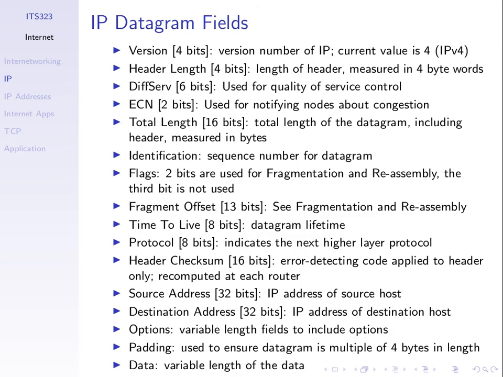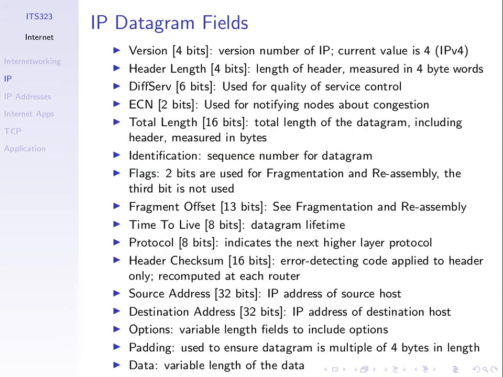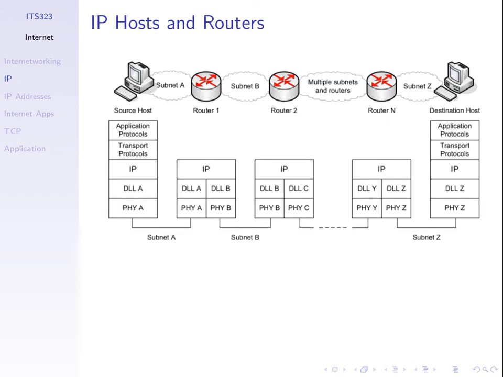That just describes those fields, but I think we've talked about the main ones. We'll say a little bit more about routing tables with an example, but I think we know enough already that routing tables store, in the simplest form, to reach some destination, who is the next node? And in the internet, that next node is usually a router. So for our source host, to reach the destination host, the next node is router 1. And for router 1 to reach the destination host, the next node is router 2. So those nodes, the hosts and routers, will each have a routing table that keeps track of the path.